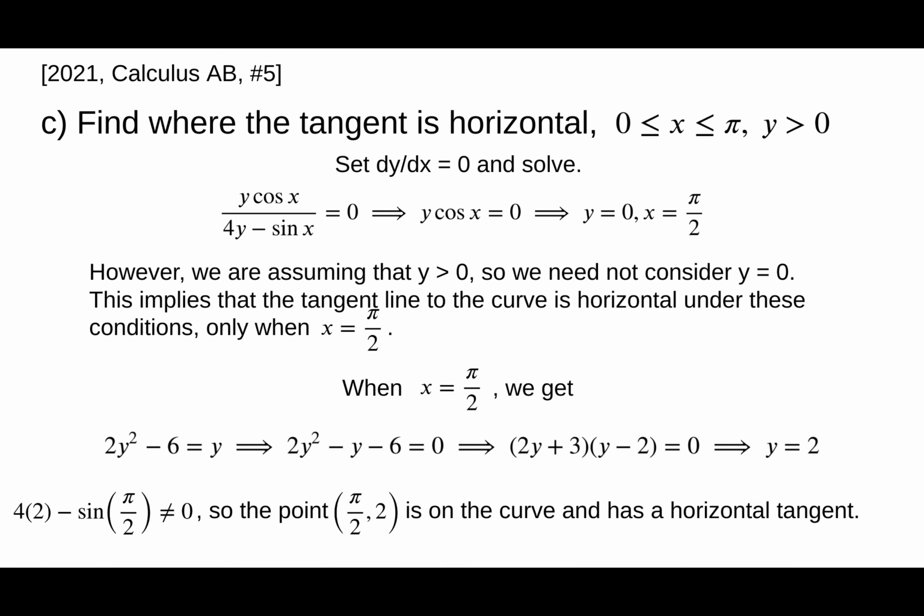Right, so 4 times 2 is 8. Sine of pi halves is 1, which is definitely not 8, so that's not going to be 0. So the point pi halves comma 2 is in fact on the curve. That point is there. It's not a discontinuity or anything like that. And as we've already shown, it does have a horizontal tangent line at that location.